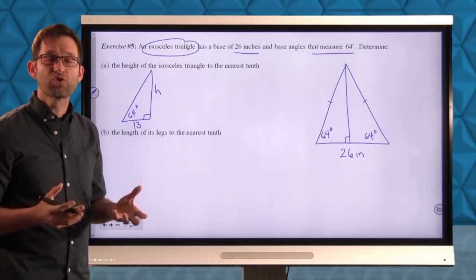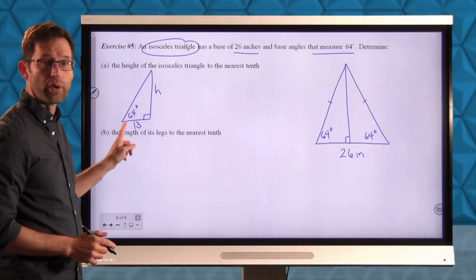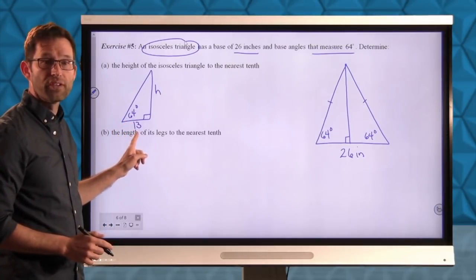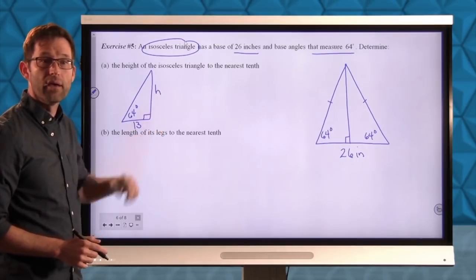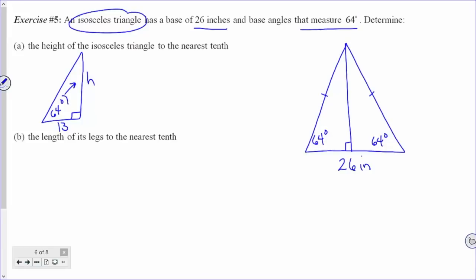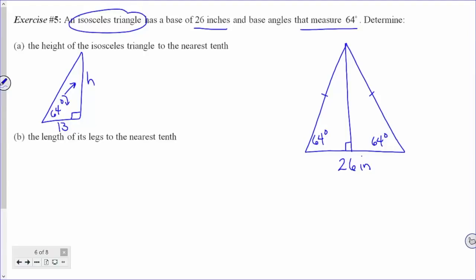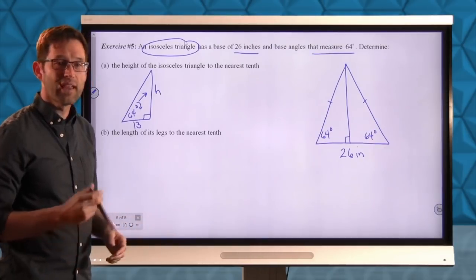So now I can use trig, right? I'm dealing with a right triangle. I have an acute angle, 64 degrees. I have one of the legs, 13, and I'm looking for the other leg, that height. So which trig ratio do I need to use? Think about this for a moment, and then we'll go through it together. You have to use tangent, right?